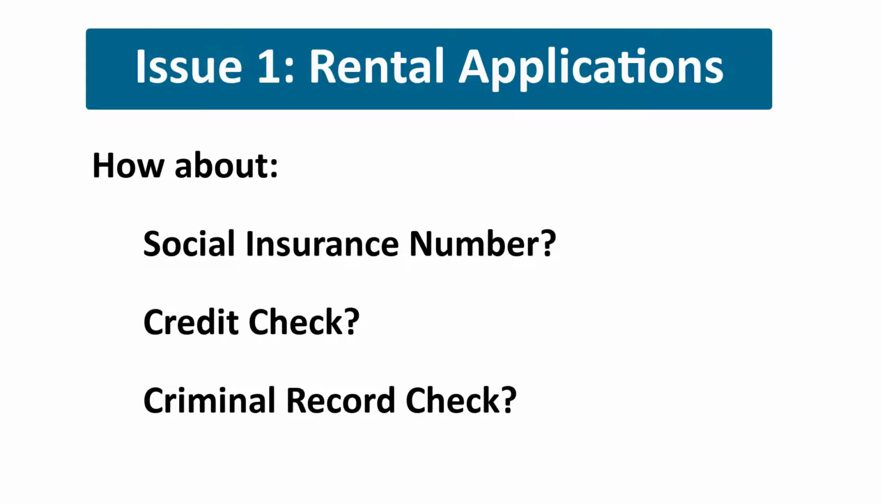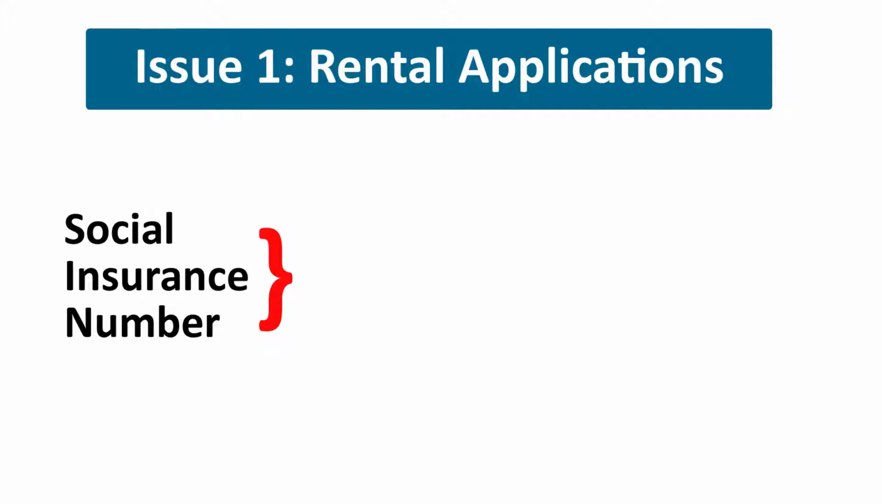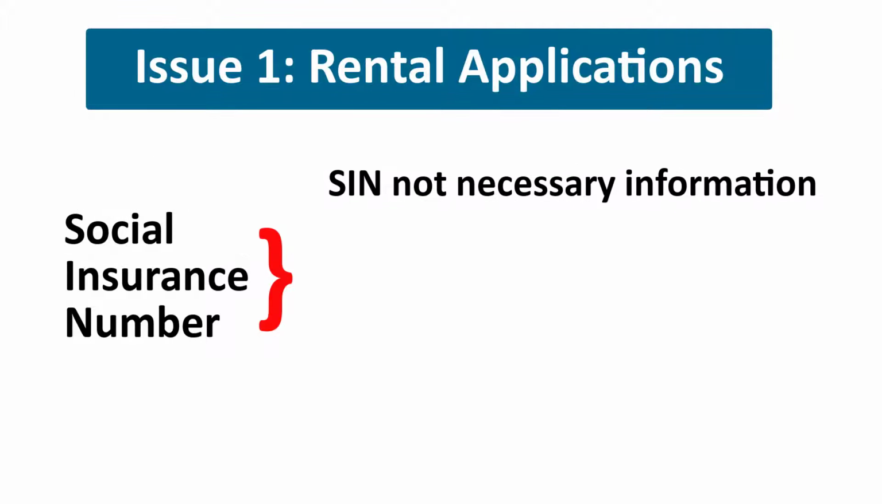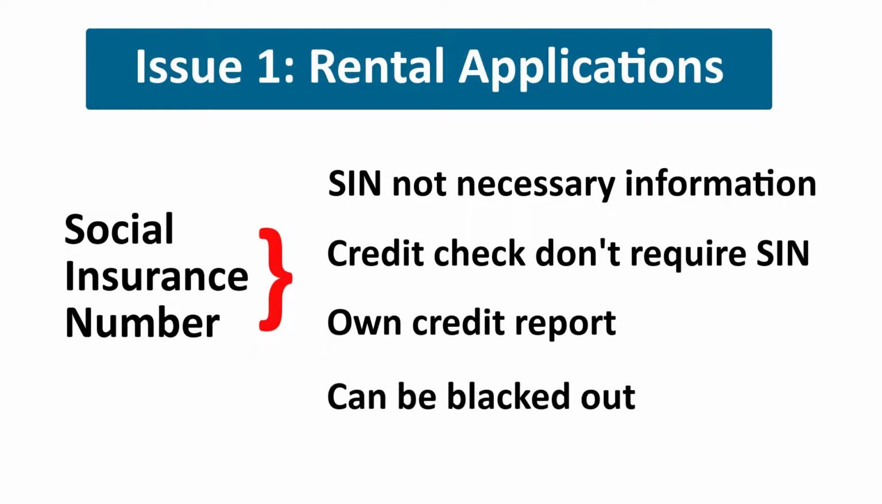Asking for this type of information from a tenant is not as straightforward. For SIN, the landlord must have a legitimate purpose for requesting the SIN and explain that purpose to the tenant. Normally, a SIN is not considered necessary information required by the landlord. Sometimes a landlord will request a SIN to do a credit check, but credit checks don't require a SIN. A tenant's full name and birth date will do. Plus, a tenant can offer their own credit report. If a tenant feels uncomfortable disclosing their SIN on a document, then the tenant can block this information out.